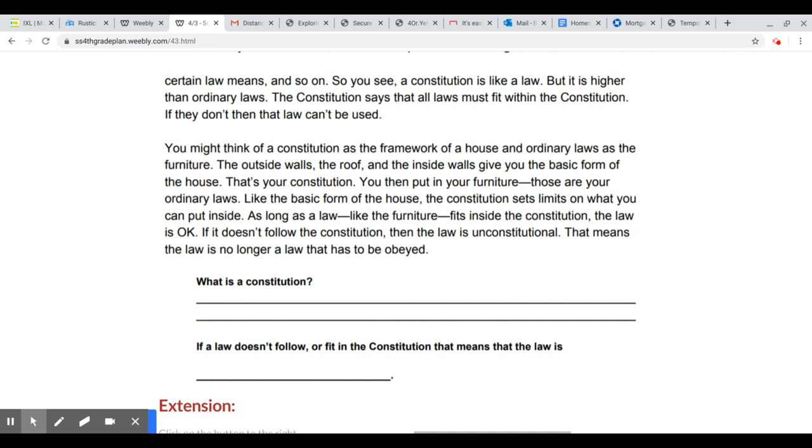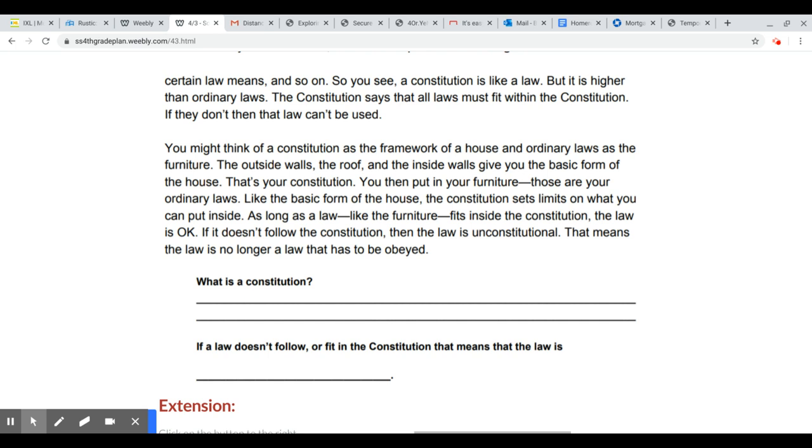Like the basic form of the house, the Constitution sets limits on what you can put inside. As long as a law, like the furniture, fits inside the Constitution, the law is okay. If it doesn't follow the Constitution, then the law is unconstitutional. That means the law is no longer a law that has to be obeyed. So this part is basically telling us that a constitution is the framework for the laws that we can create.